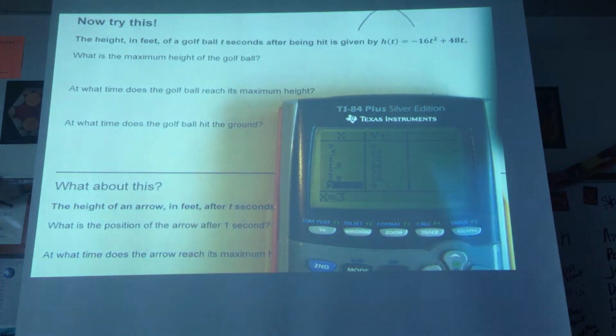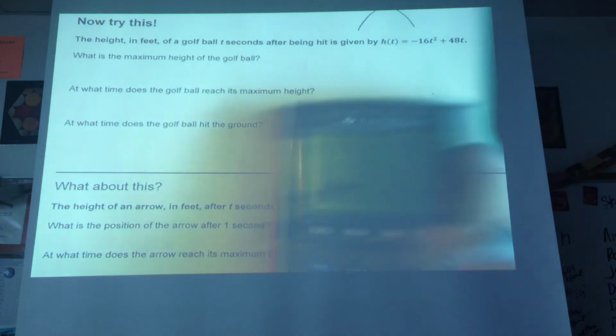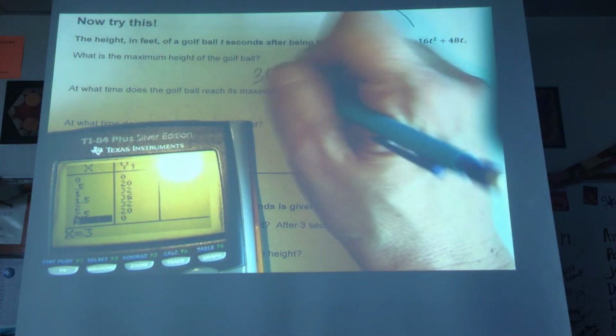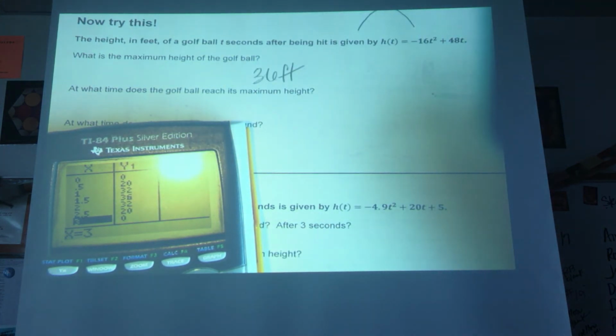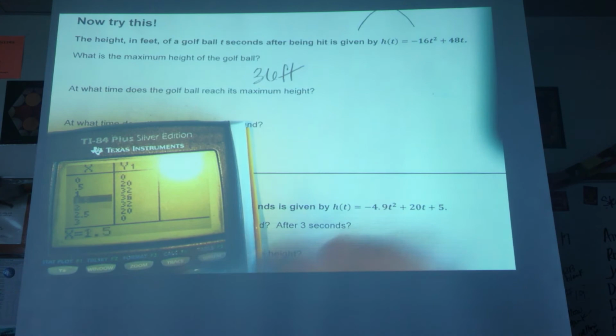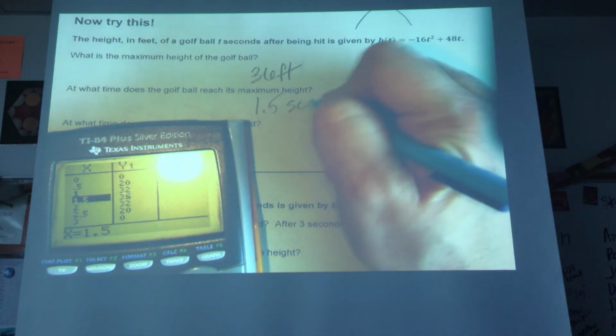When I get closer to finding my max, or when I get into 0.5, I actually find my maximum right here. What's the maximum height of the golf ball? It's sitting at 36 feet. At what time does it reach its maximum height? And that was at 1.5 seconds.